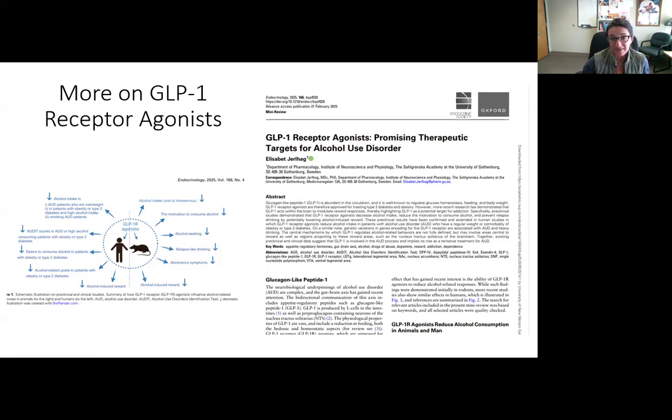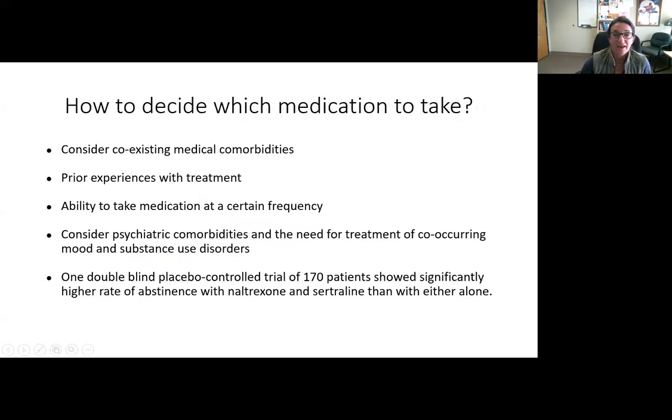This is another nice one. It's kind of small and hard to see, but it was just from a couple months ago. This was a nice overview out of, I think, Sweden that looked at the clinical and preclinical effects of a lot of these medications. So it's a nice one to peruse if you have particular interest in this.